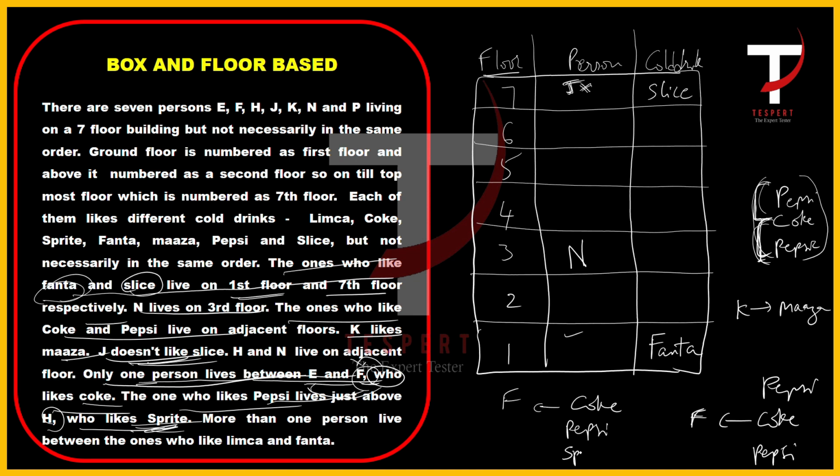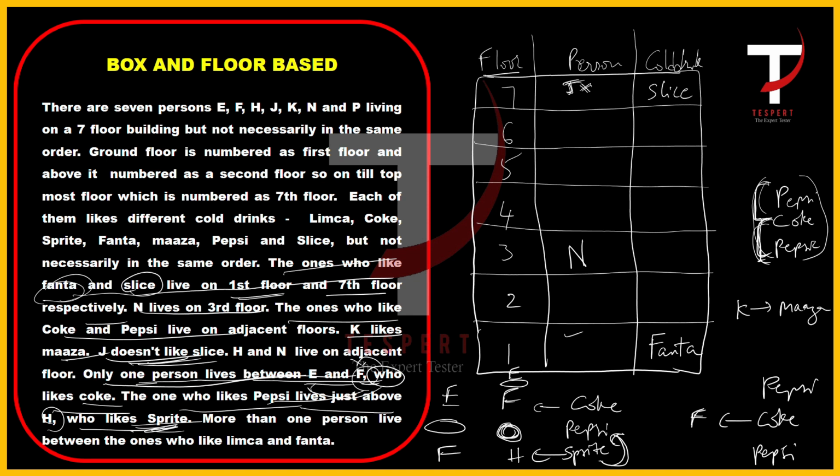Sprite is liked by H, in which the one who likes Pepsi lives just above H. So this guy who likes Pepsi lives just above H, that means just above Sprite. And still, only one person lives between E and F. So if F is here, then there will be one person here and E will be here, because E cannot come here, right? So there is one person between F and E. So this is the order.